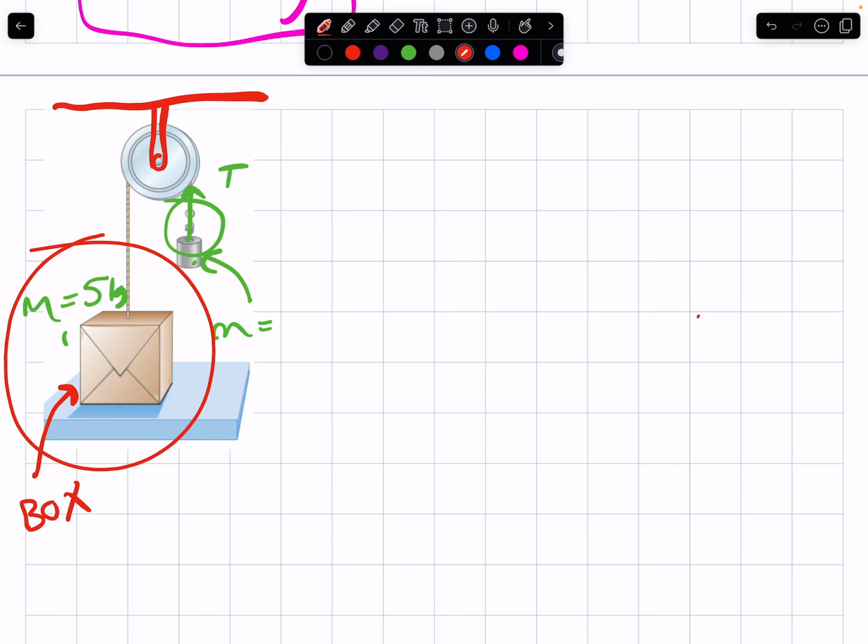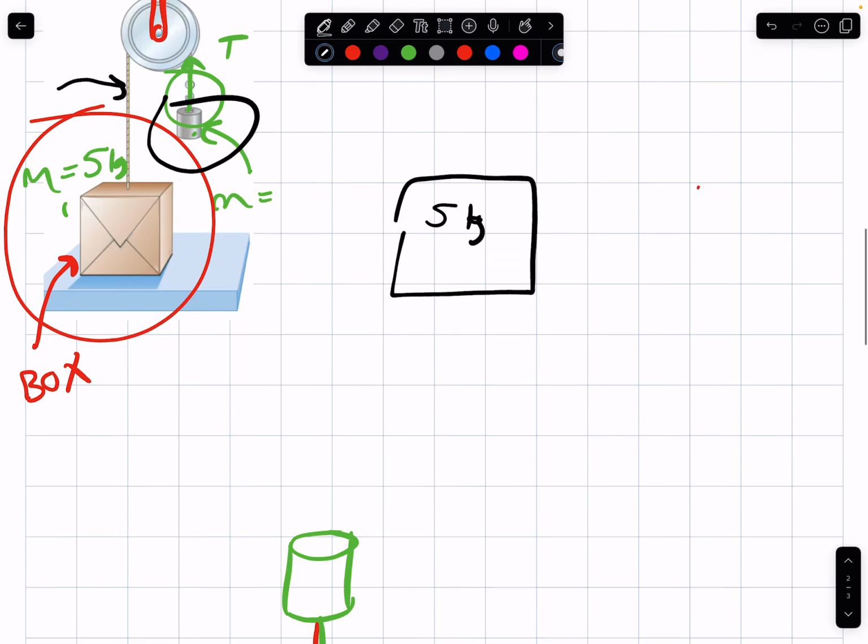All right, so here's the box, and it's 5 kilograms. And so we want to draw now the forces acting on the box. So there's this rope acting on the box. It's pulling up on the box. And the tension in that rope we just found, right? It was 20 newtons. Yep.